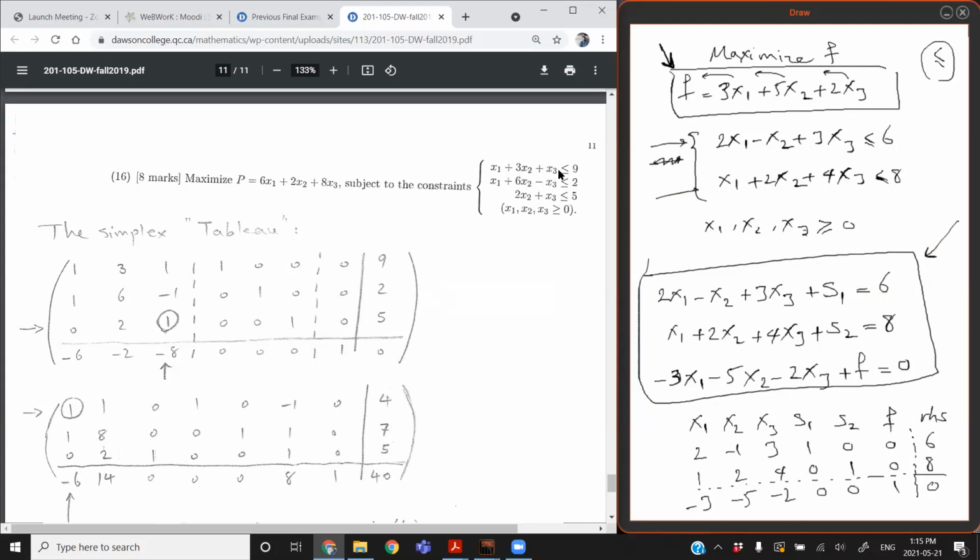So you need S1 to make the first one an equality. You need S2 to make the second one an equality, and then you need S3. So for this one, you need 3 slack variables. That's why here you have 3 columns. I can put a dashed line here to separate my slack variables from the other variables.